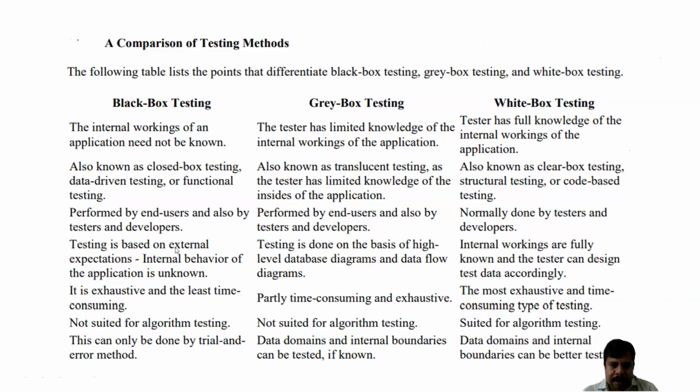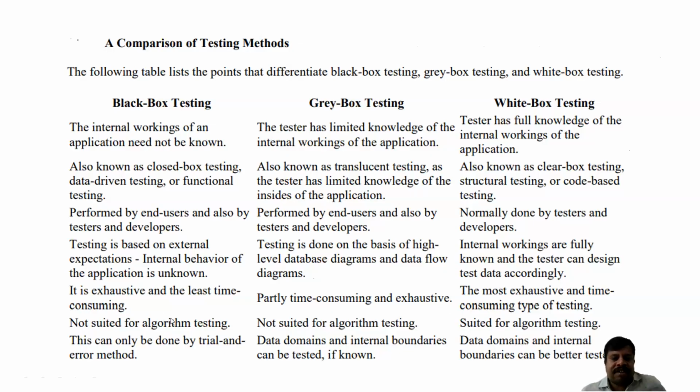Testing is based on external expectations in the case of black box, while internal workings are fully known and tester can design test data accordingly in the white box. While in the gray box testing, testing is done on the basis of high level database diagrams and data flow diagrams. Black box testing is exhaustive and at the least time consuming, whereas the white box testing is the most exhaustive and time consuming. While gray box testing, it mixes the features of these two. That's why it is partly time consuming and exhaustive in nature.